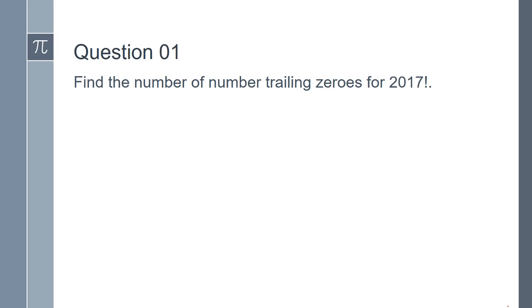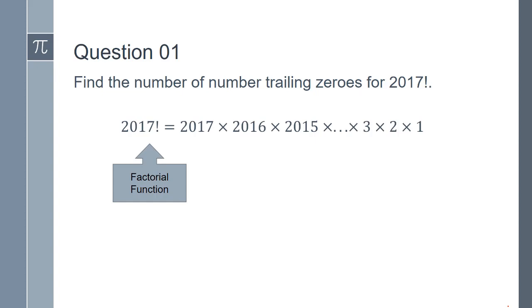So let's look at our first maths problem. Find the number of trailing zeros for 2017 factorial. This exclamation mark refers to the factorial function. This is a huge number, and with a normal scientific calculator, your calculator is likely to give up.